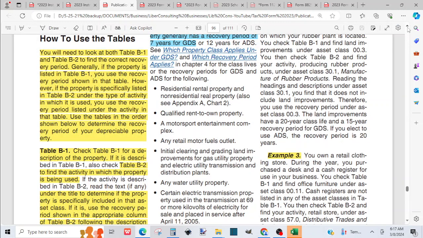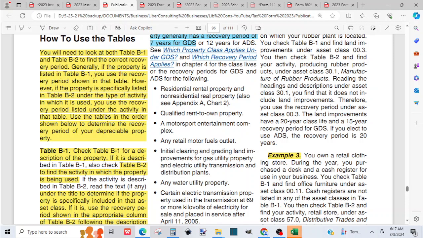And just to make sure I didn't confuse you, let's read it together. You need to look at both table B1 and table B2 to find the correct recovery period. Generally, if the property is listed in table B1, you use the recovery period shown in that table. However, if the property is specifically listed in table B2 under the type of activity in which it is used, you use the recovery period listed under the activity in that table, meaning table B2.